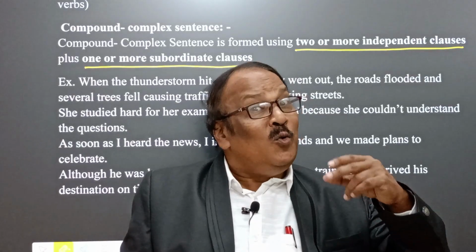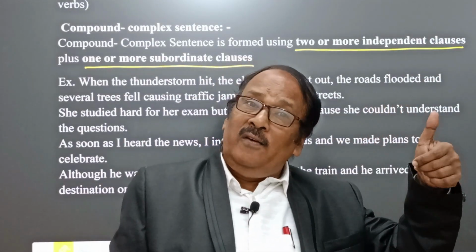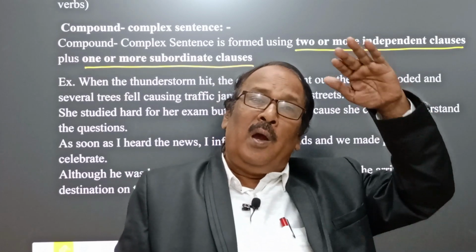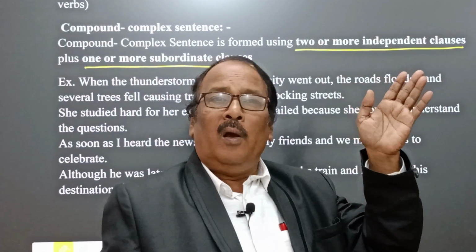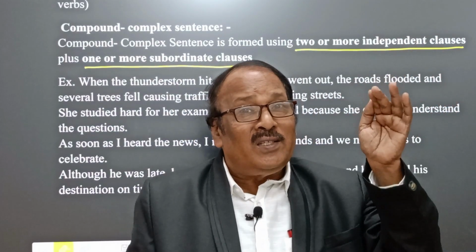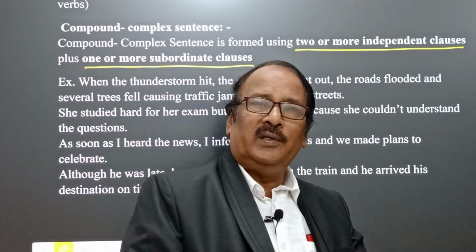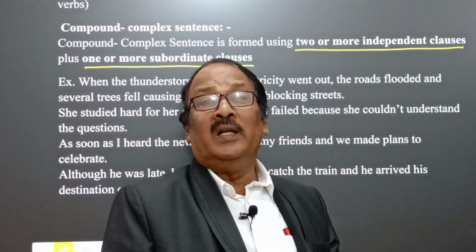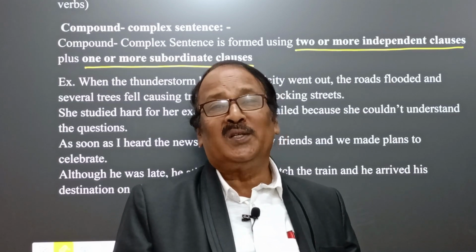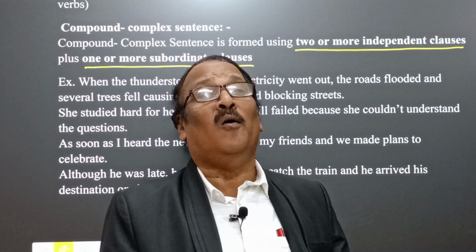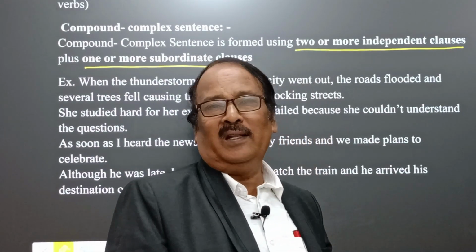Whenever two subordinate clauses are there with one main clause, and whenever two or more independent clauses are there with one subordinate clause, in that case we find a compound complex sentence. Then how? Let's see the examples to clarify the idea.